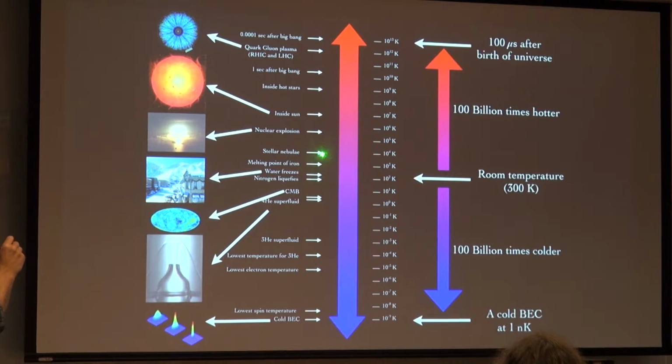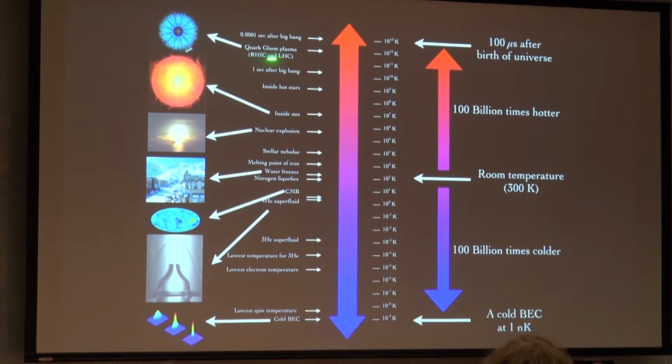If you start increasing in temperature, water freezing is there. Iron melting is also a very small difference away, right? And that's pretty much the hottest thing I've ever made in my life, molten iron. You go hotter than that, you get stellar nebulae, and a nuclear explosion is only on this scale about the same difference from room temperature as a typical cryogenic experiment. In any case, you could have the sun, a hot star. And the really cool thing is up here.